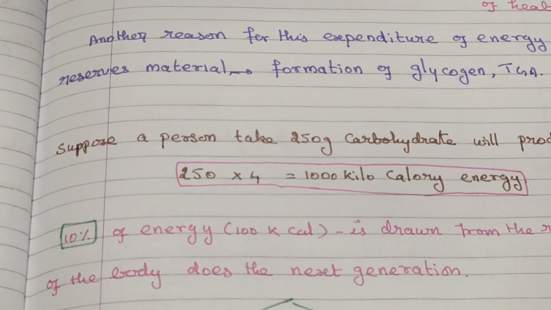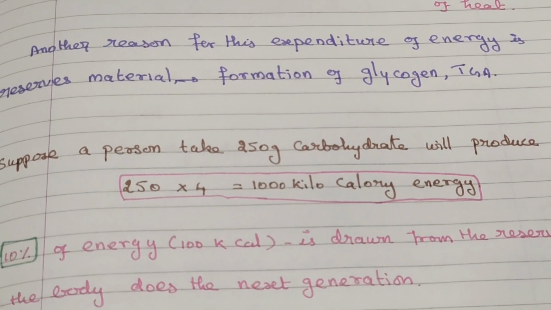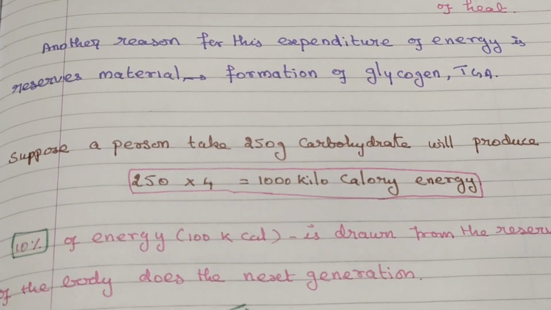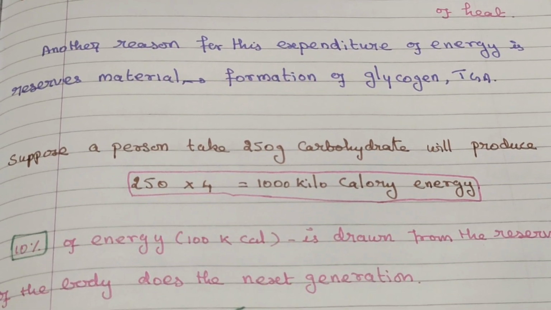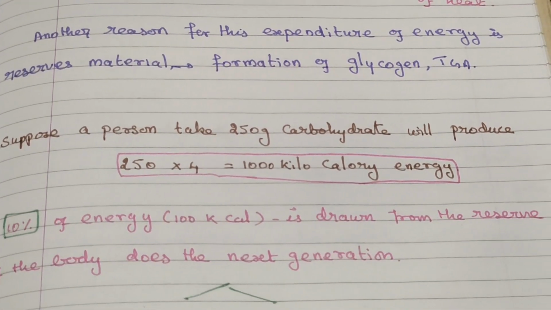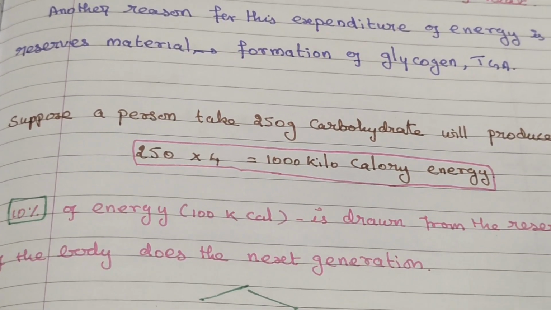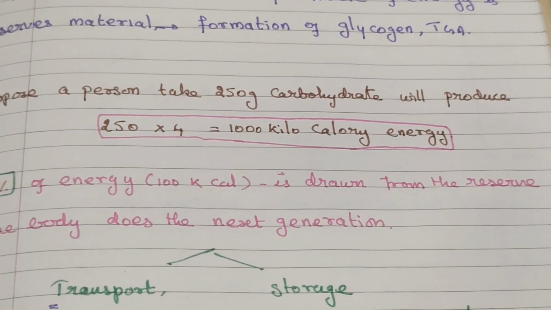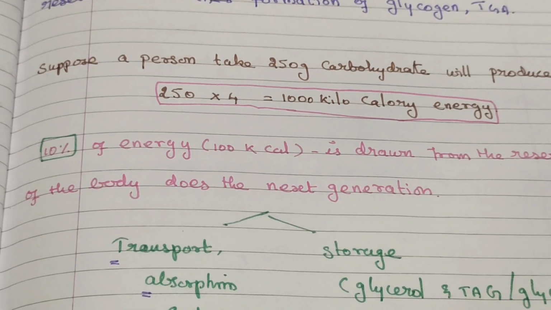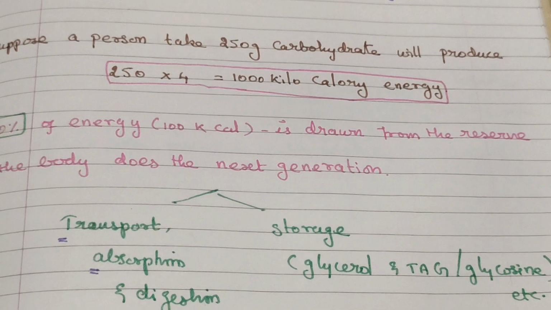Suppose a person takes 250 grams of carbohydrate, then this will produce 250 into 4, totally 1000 kilocalories. Ideally, you should produce this energy, but before that step, about 10% of this energy, that is about 100 kilocalories, is drawn from the reserve of the body. Thus, the net generation of energy is only 900 kilocalories.